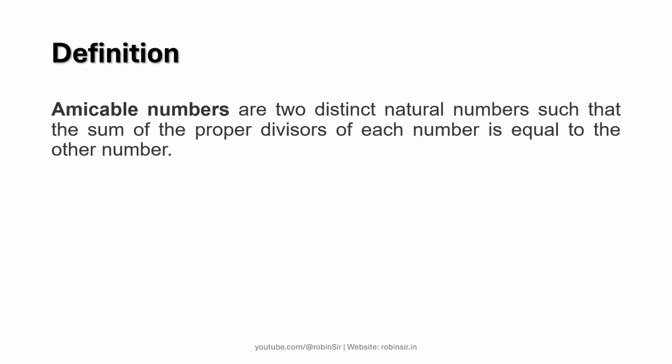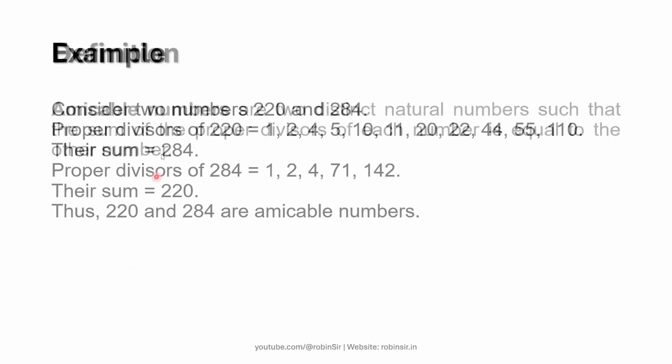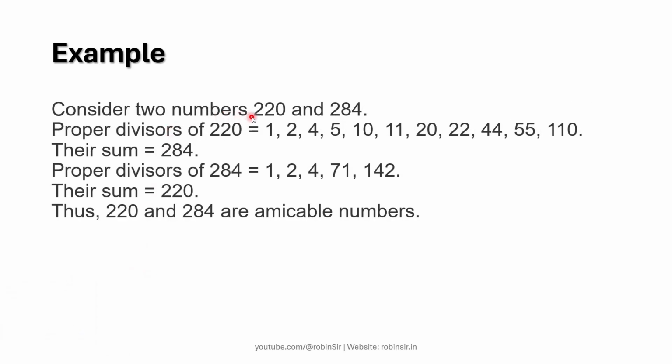Amicable numbers are two distinct natural numbers such that the sum of the proper divisors of each number is equal to the other number. Let's try to understand this with the help of an example. Now consider two numbers, 220 and 284.